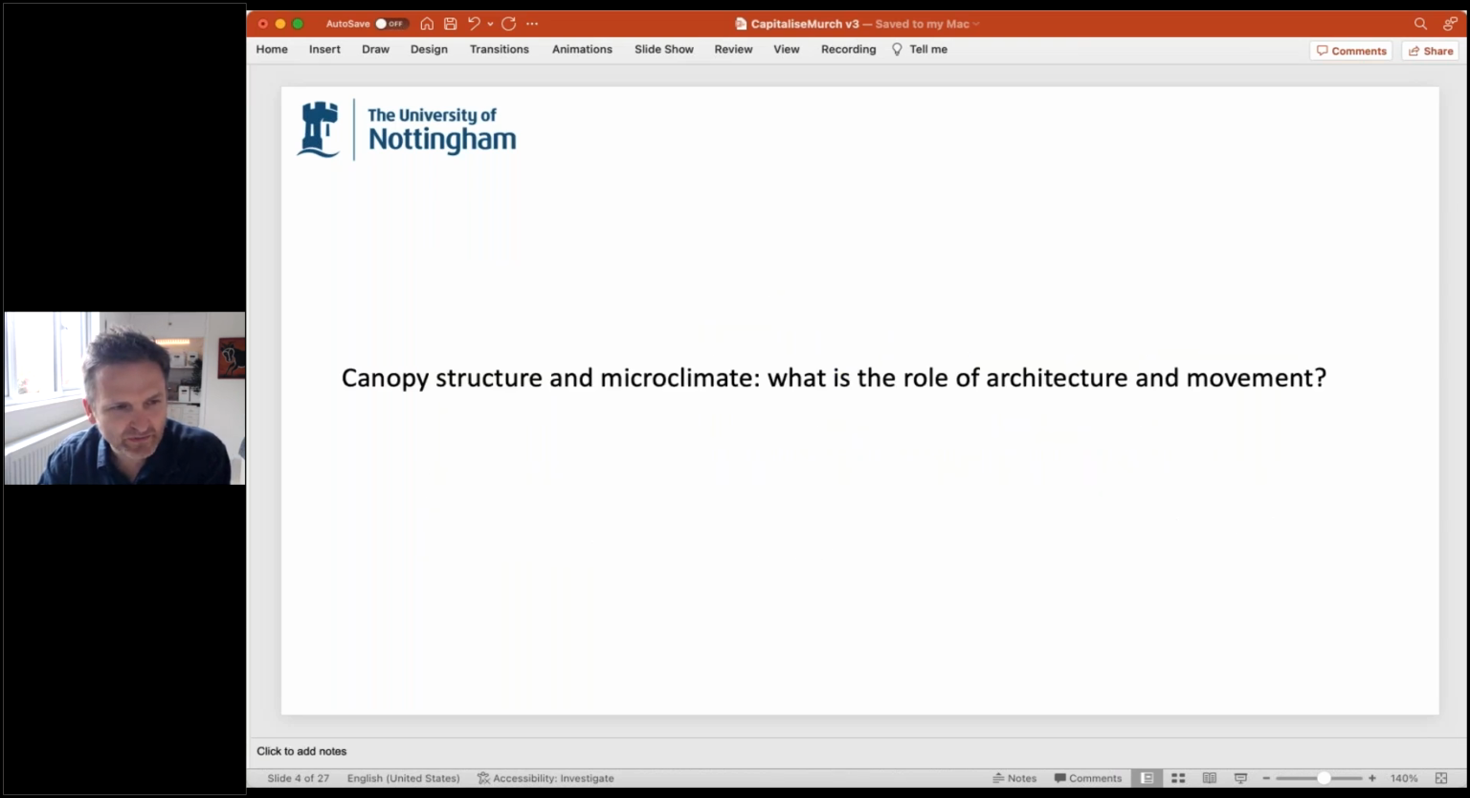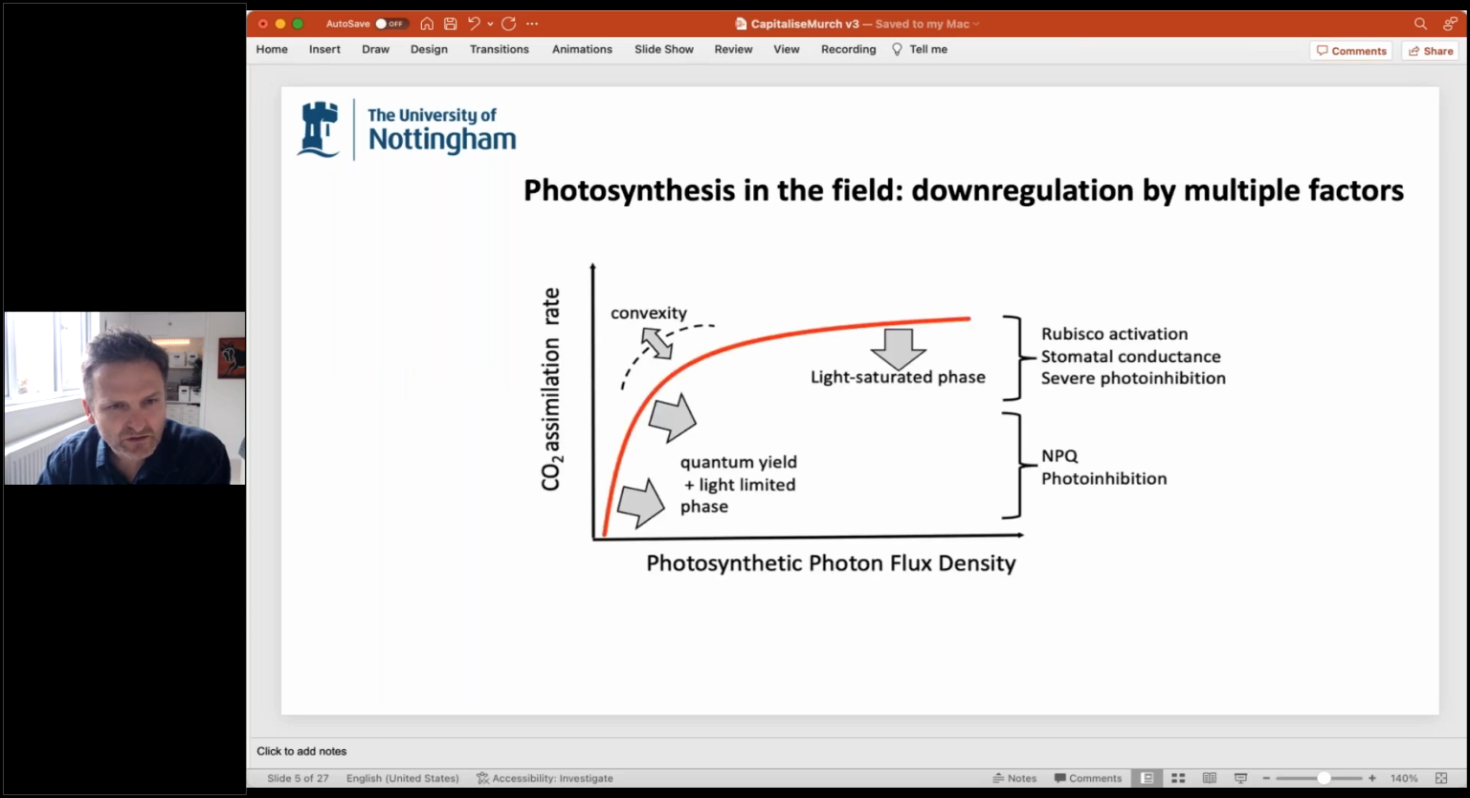So I want to talk about canopy structure and microclimate, and what the role of architecture and movement is in defining photosynthesis. If you measure photosynthesis using an infrared gas analyzer or something similar in the field, and you measure a light response curve, you might get something like this. The red line would be a classic response of a leaf under good conditions. But high light, adverse temperatures, humidity, etc., lead to a down regulation, a pushing down of this curve.